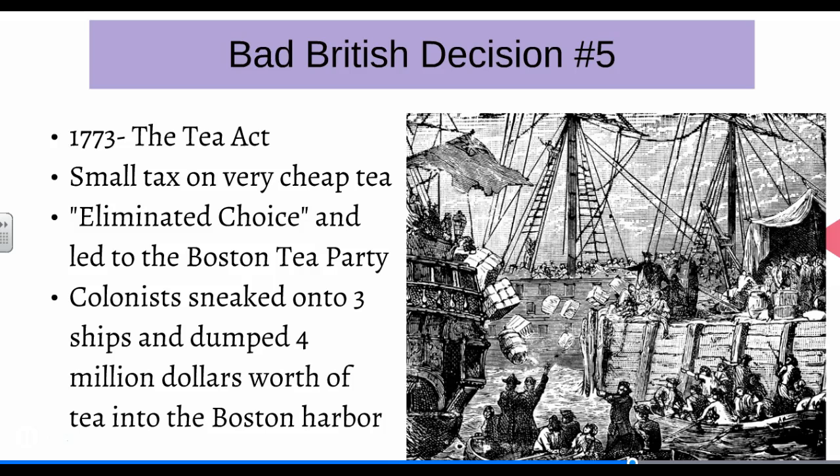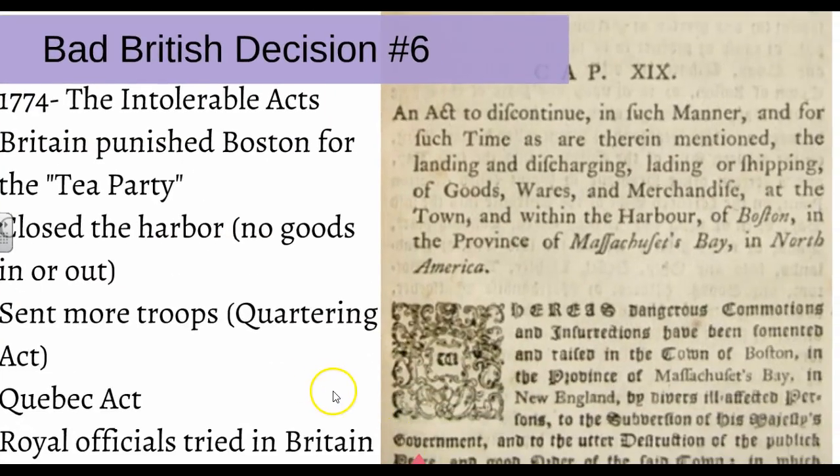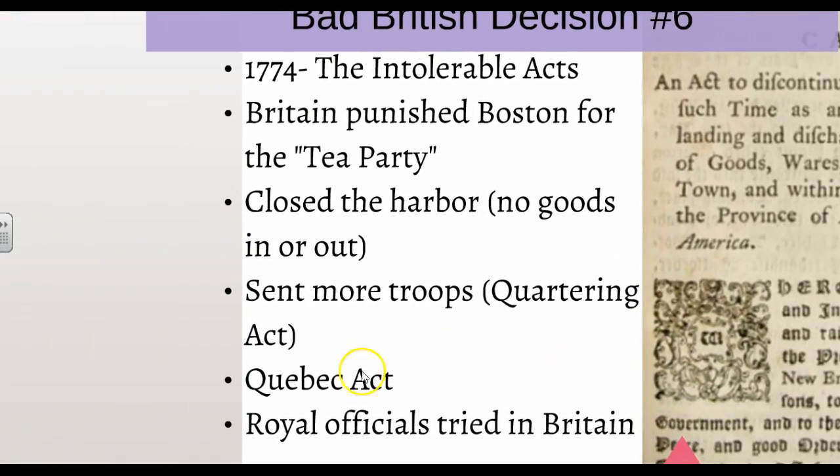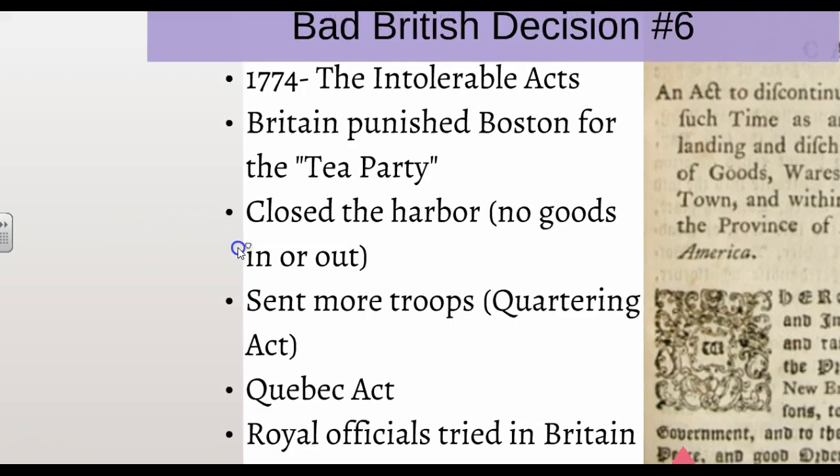And this bad British decision number 5 by the king ends up leading to the Tea Party, where the colonists destroy the tea. But the colonists destroying the tea really infuriated the king and would lead to bad British decision number 6. And bad British decision number 6 was called the Intolerable Acts of 1774. And these did 4 things that basically set the colonists into motion to start a revolution, and eventually would lead to the United States of America.